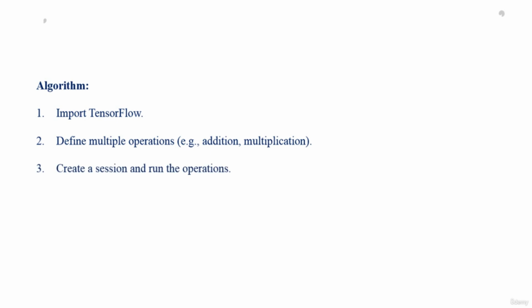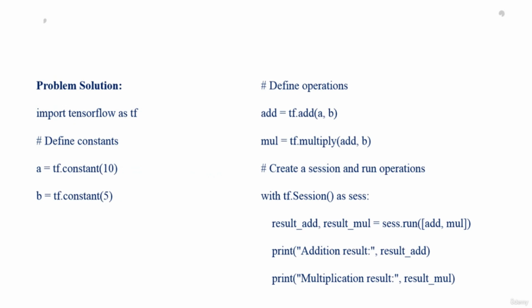Algorithm. Import TensorFlow. Define multiple operations, for example addition and multiplication. Create a session and run the operations. Print the results. How the code is working: the code builds a computational graph with addition and multiplication operations. By running the session, the operations are executed, and results are printed. This demonstrates TensorFlow's capability to handle complex computations.